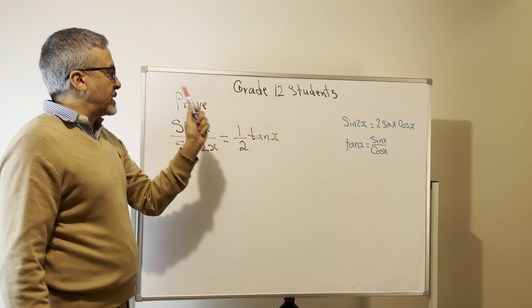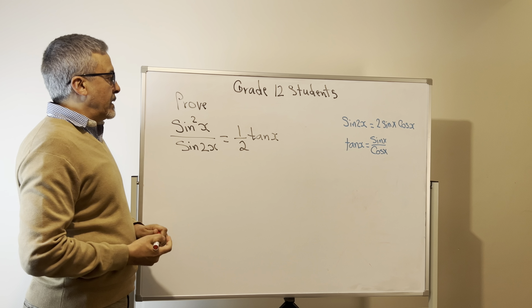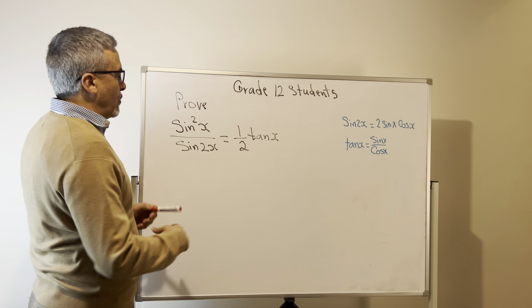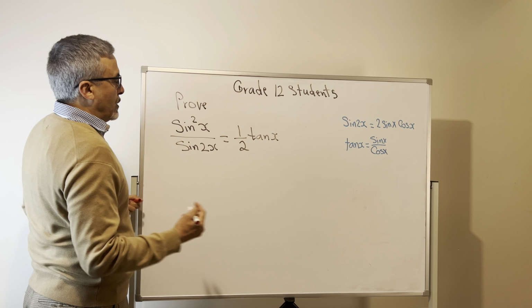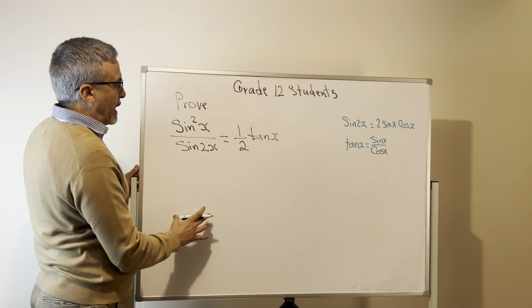So grade 12 students, trigonometry again. This is proving identities. Lots of students struggle with proving identities. So now we're gonna try this one right here. Always you wanna work on one side. So I'm gonna work on the left side. That looks a little bit more complicated.